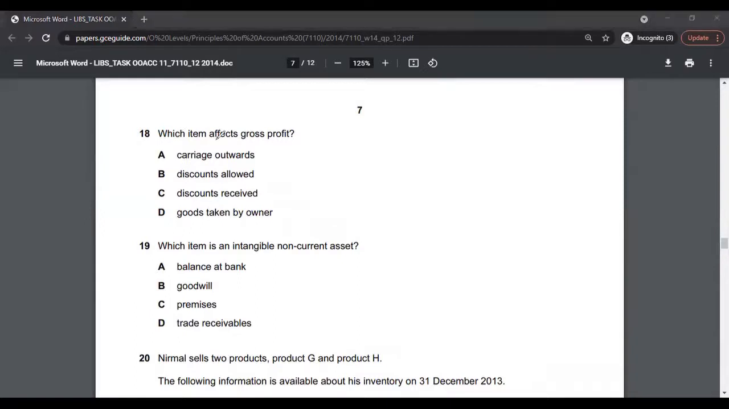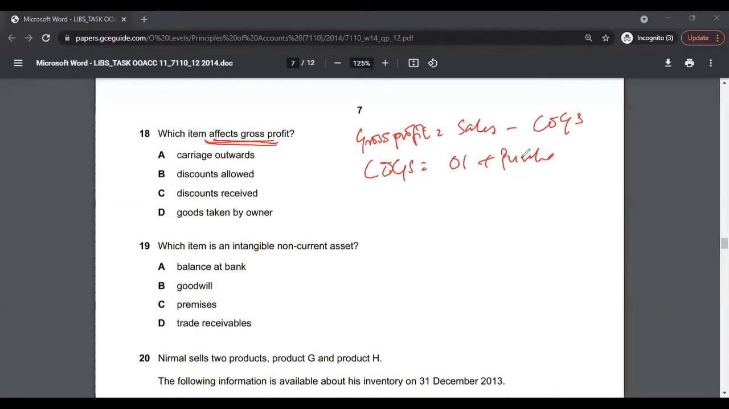Multiple choice 18, which item affects gross profit? If you look at gross profit, the formula for gross profit is sales minus COGS. And how do you calculate COGS? COGS is opening inventory plus purchases minus the closing inventory. So if you look through the options, the answer to multiple choice 18 is option D, goods taken by owner, because this affects purchases.